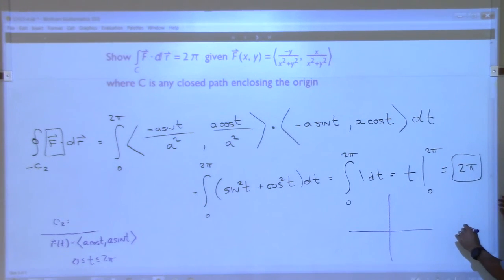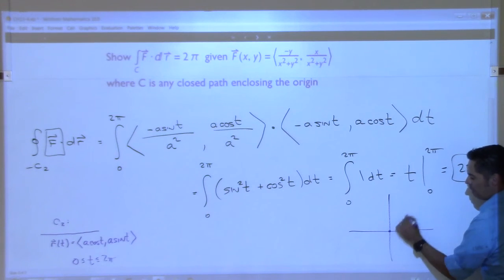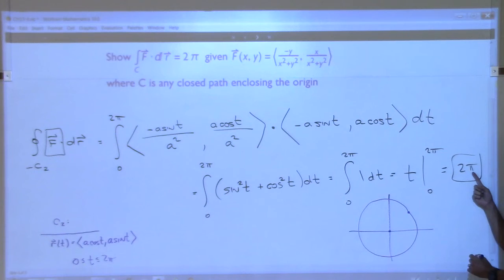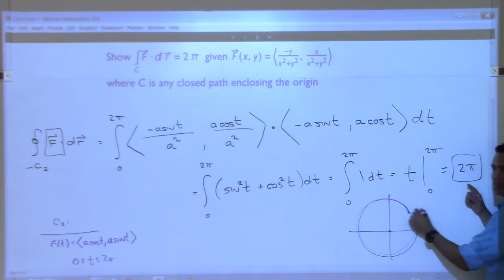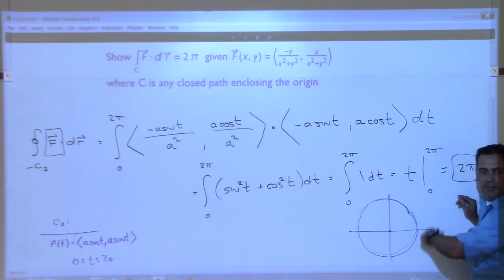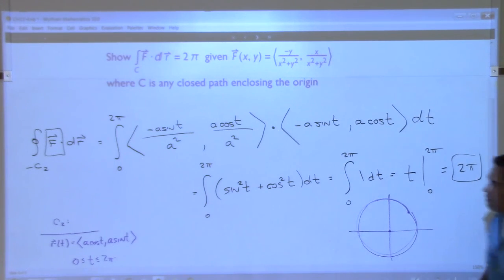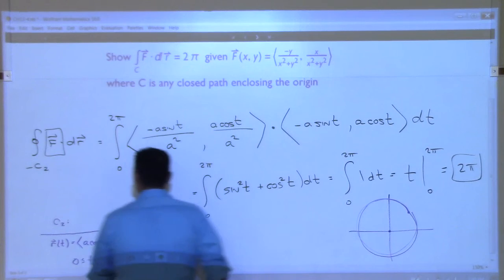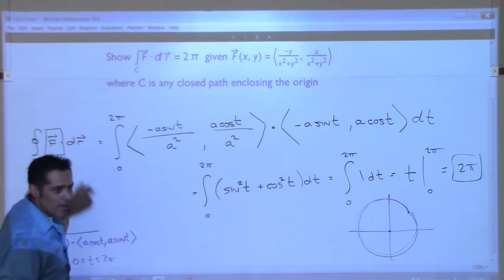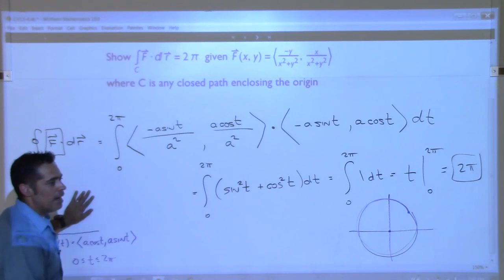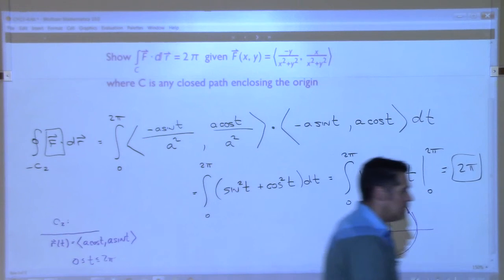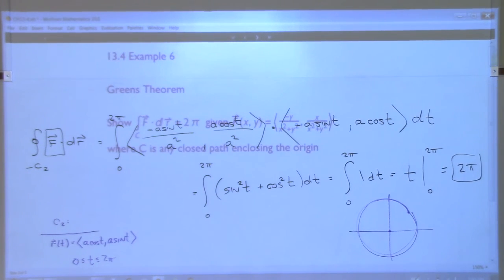If you have a path that goes around like this one time, then you have 2 pi. If you go around twice, you get 4 pi. So a winding number is counting. It's beyond the scope of this class, but it's connected to it. It doesn't matter what path you're taking, though. That's what's crazy. It doesn't matter as long as you're enclosing the origin, you get 2 pi. So it seems like we couldn't have done that, but there was a way. All right, I think that was it for the notes here.